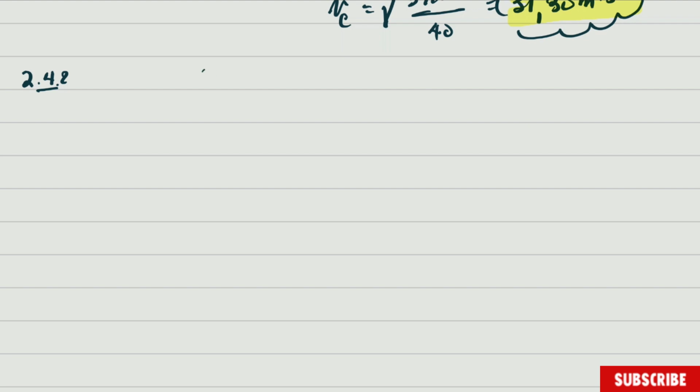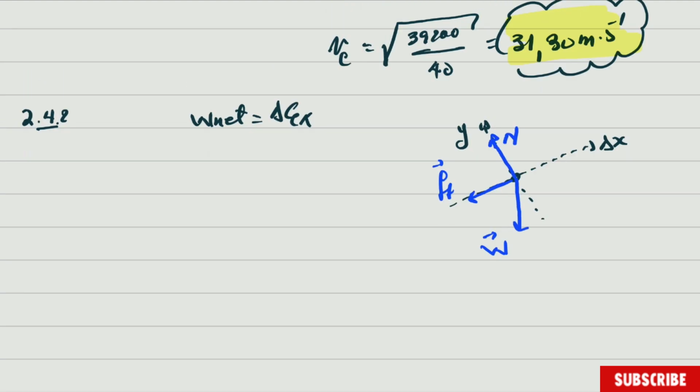So let's get going, I've been talking too much. The net work, we're going to use the work energy theorem. So net work is equal to the change in kinetic energy. And using our free body diagram, which I'm going to bring here because it's really important, which ones are, or what is the net work?